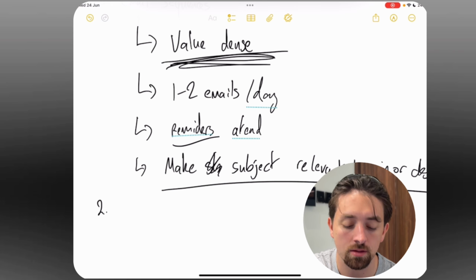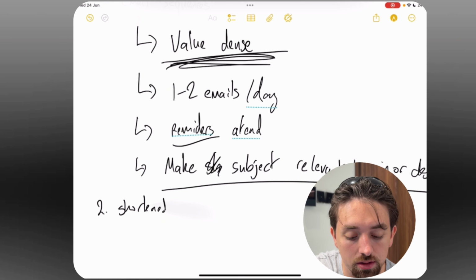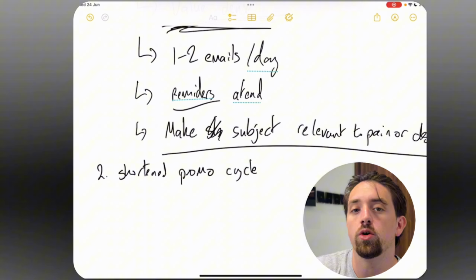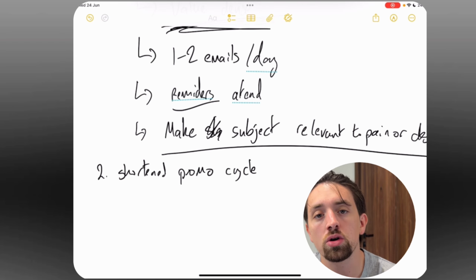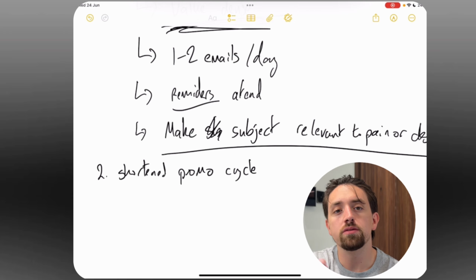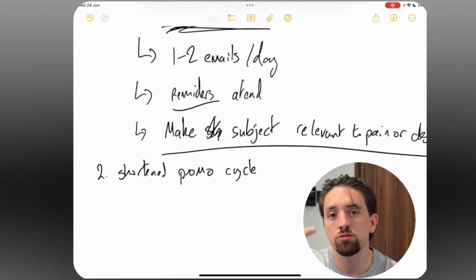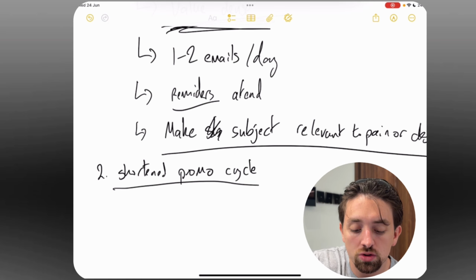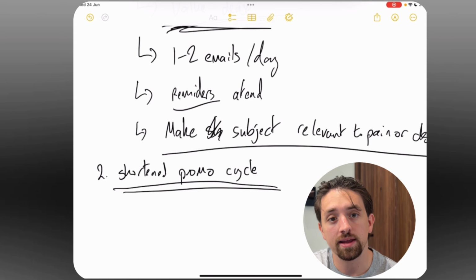Second thing that makes, in my opinion, the biggest difference when running a webinar specifically, but it also applies to a call funnel, is a shortened promotion cycle. If someone signs up to a cold ad, as we've already said, their intent is actually very low, especially if it's a free webinar. The longer you give them between the ad and the webinar itself, the more chance you're giving them to forget about you or to lose interest in you or to even forget that they signed up to this thing. So the shorter your promo cycle is, theoretically, the better.